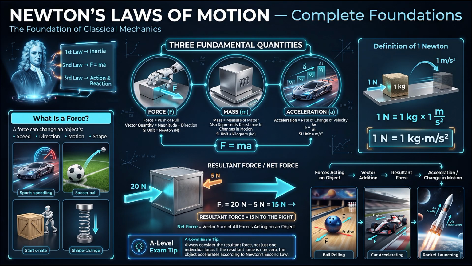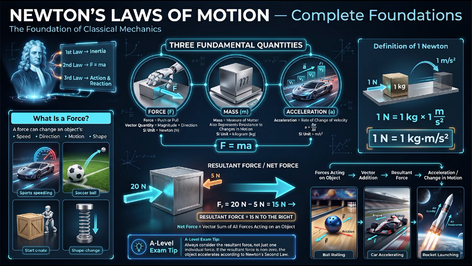For example, when you push against a wall, you exert a force on the wall, and the wall exerts an equal and opposite force on you. Similarly, when a rocket pushes gases downward, the gases exert an upward force on the rocket, allowing the rocket to accelerate upward. The three laws work together to provide a complete framework for classical mechanics.